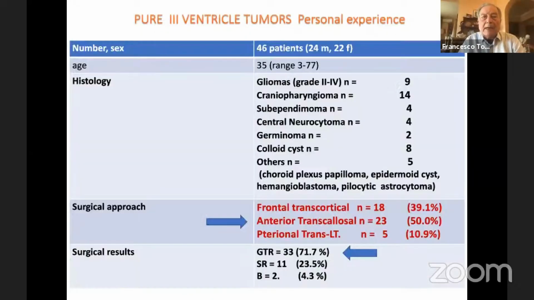This is my personal series of pure third ventricle tumors. I don't speak about tumors invading the third ventricle, but pure third ventricle tumors. And in these cases, in most cases, I used the anterior transcallosal approach, and I had a gross total removal in a little bit more than 70% of these cases.